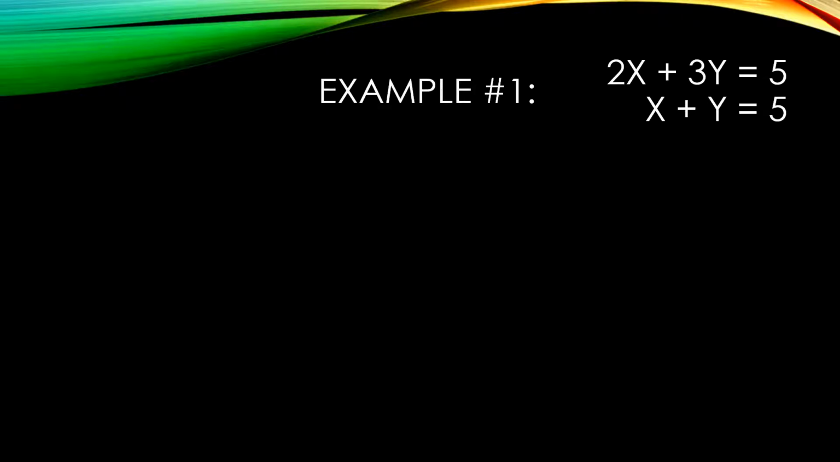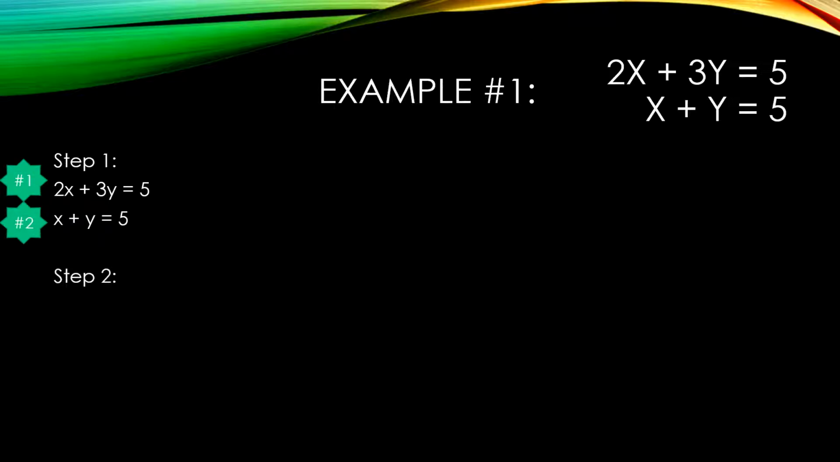We have a systems of equations here, 2x plus 3y equals 5 and x plus y equals 5. Step number 1, label your two equations, #1 and #2. Step number 2, choose one of the two equations to rearrange. I'm choosing #2. I'm going to move my y variable over to the right of the equal sign so that my equation reads x equals 5 minus y.